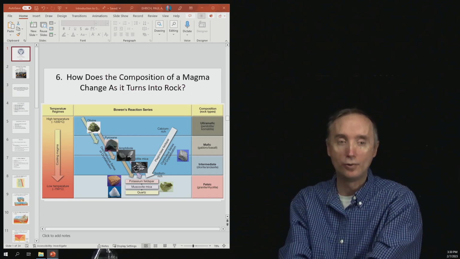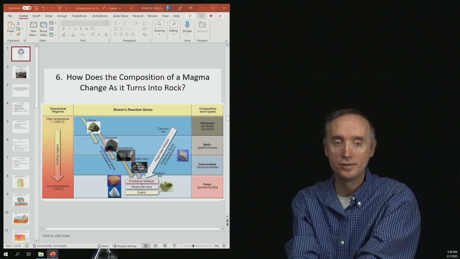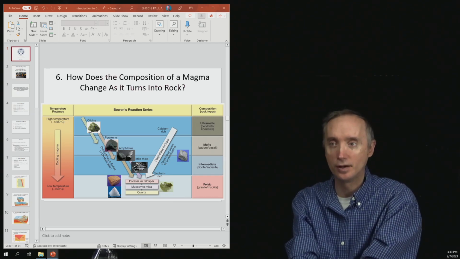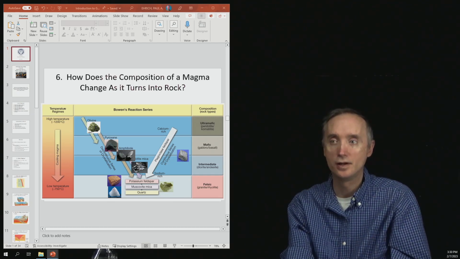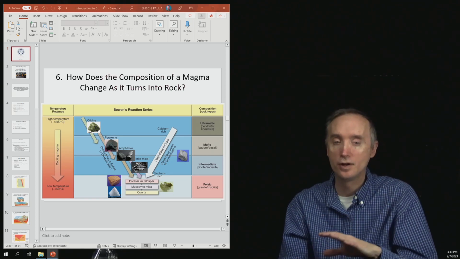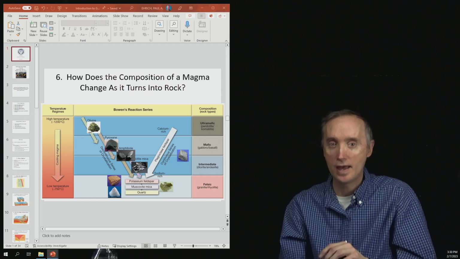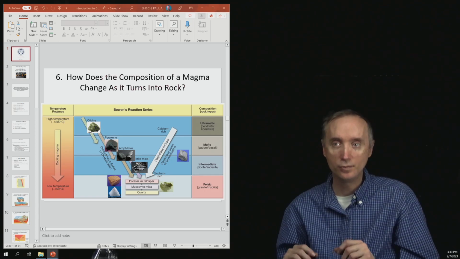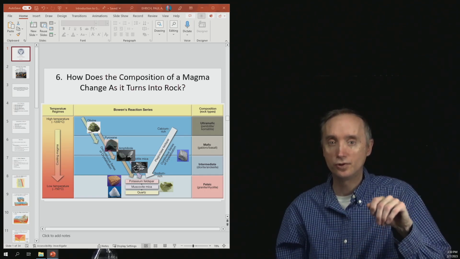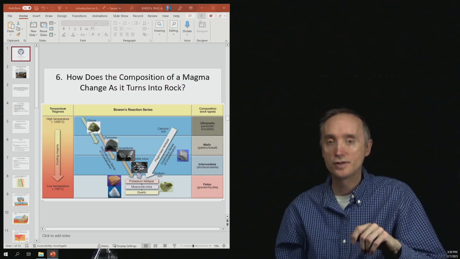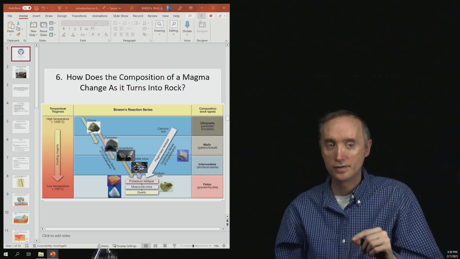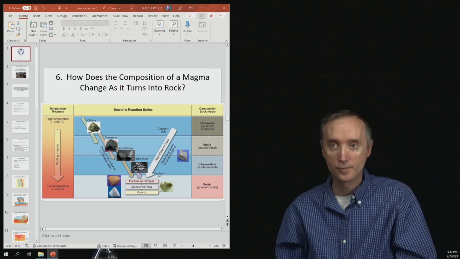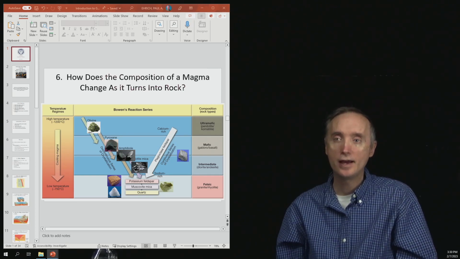So there was a guy by the name of Bowen, and he was the one that came up with the Bowen reaction series. It shows that if you start with a magma at a very, very high temperature, around 1200 degrees Celsius, everything is a liquid. It's a liquid melt. Then we're going to start to cool it off, and it turns out that the first mineral that is going to change from a liquid to a solid is going to be olivine.